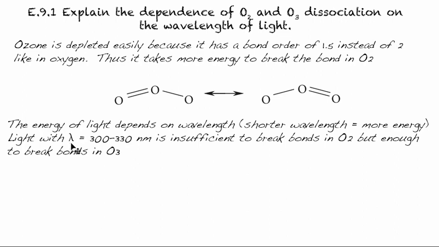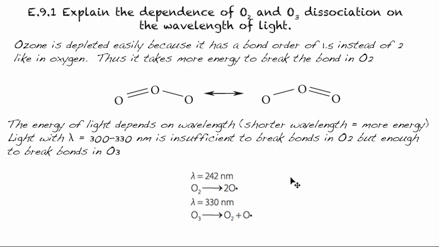So what happens is light with a wavelength of 300 to 330 nanometers actually doesn't have enough energy to break the bonds in oxygen since it's a stronger bond. But it is enough to break the bonds in the slightly weaker ozone.